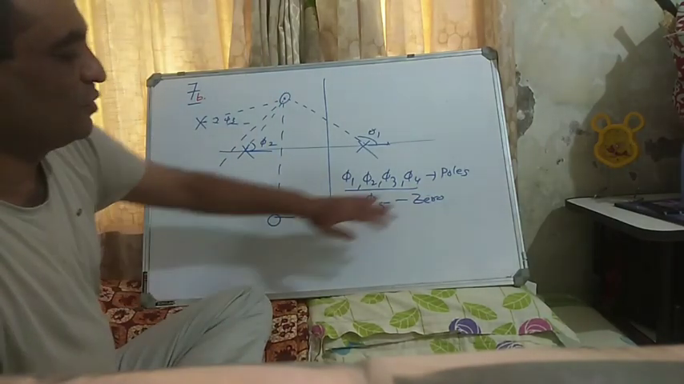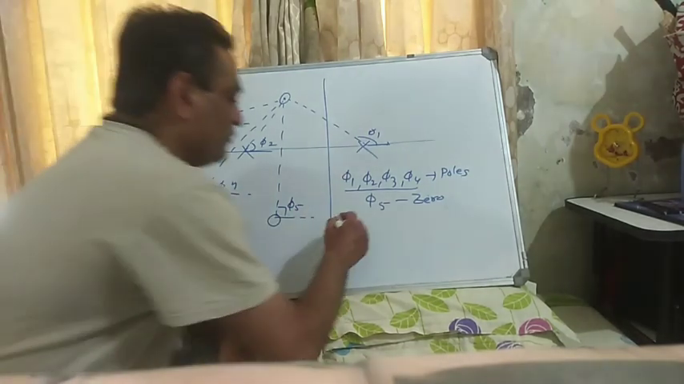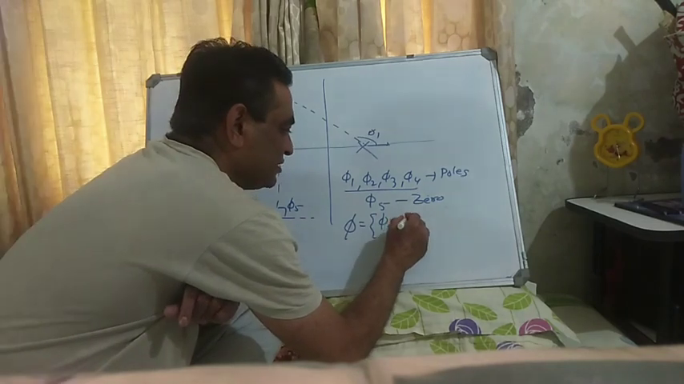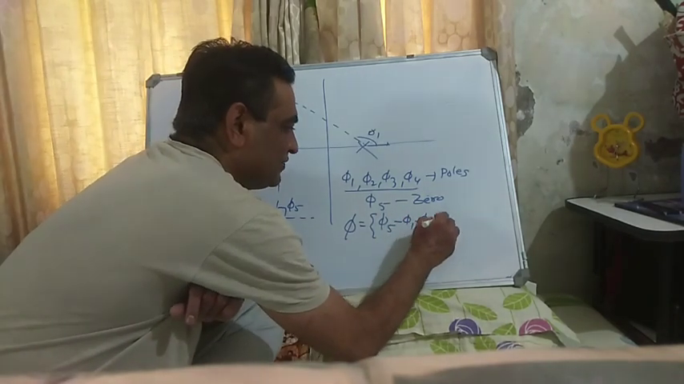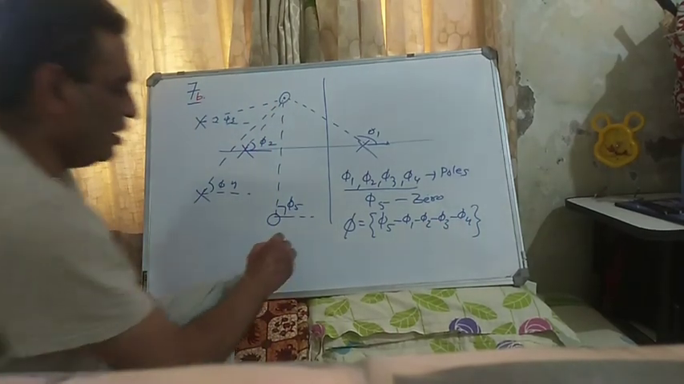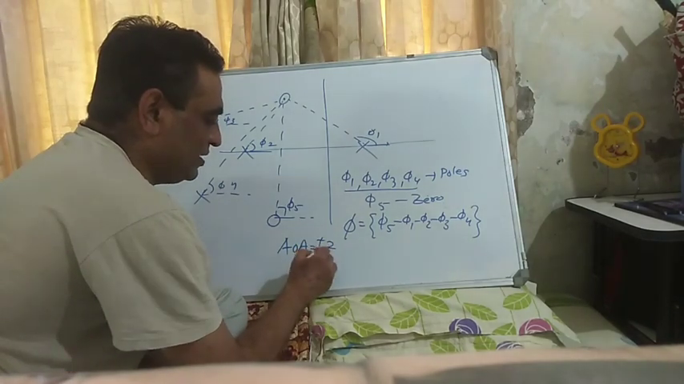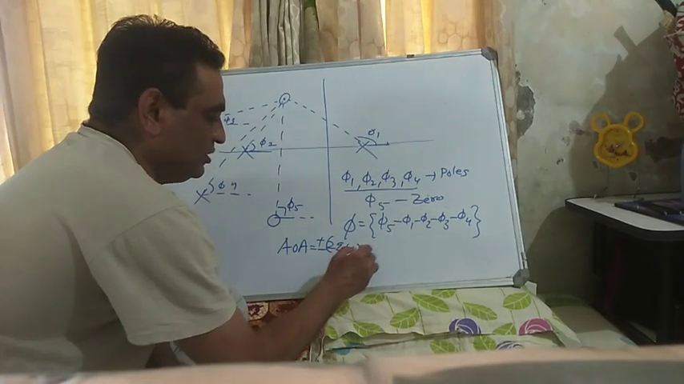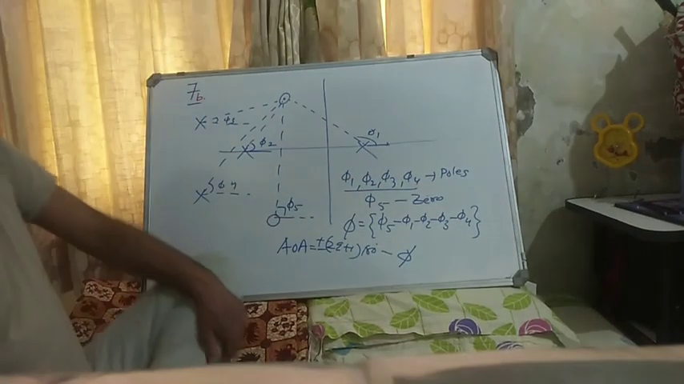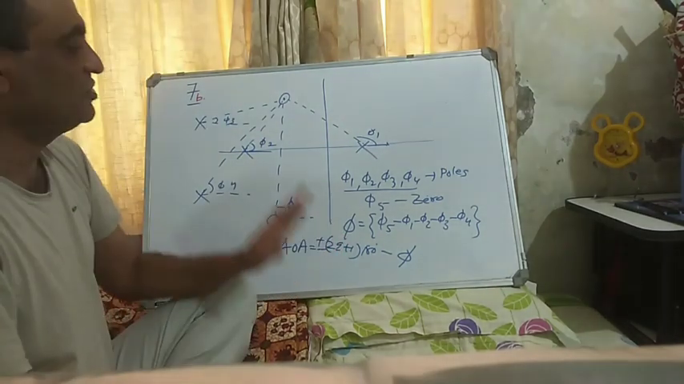Angle contribution from a zero is positive, angle contribution from a pole is negative. So phi is given by phi 5 minus phi 1 minus phi 2 minus phi 3 minus phi 4. This is the net angle contribution. So the angle of arrival can be calculated via plus minus (2q plus 1) into 180 minus phi. This is how you can calculate the angle of arrival for complex zeros.